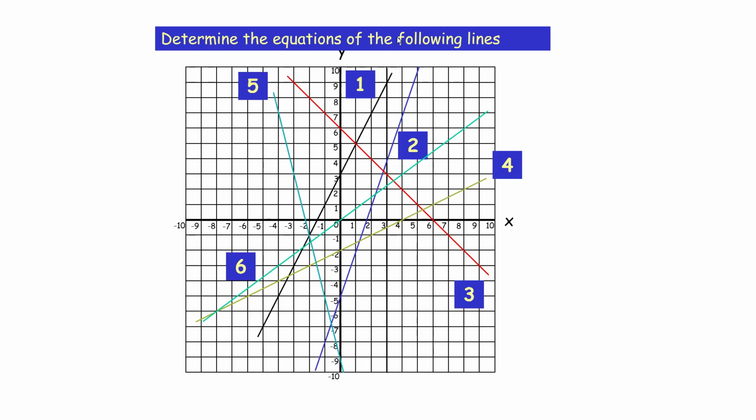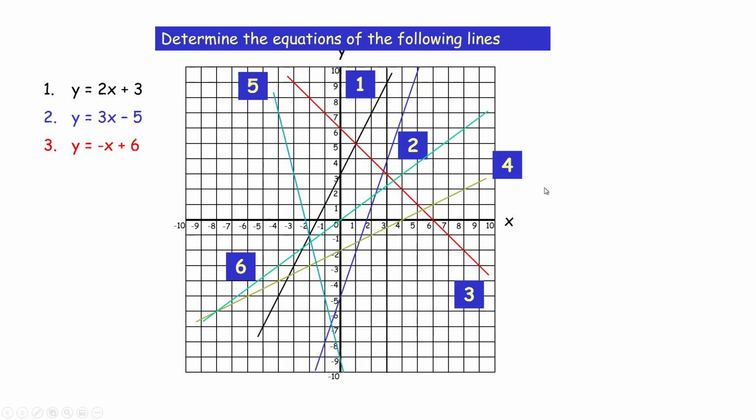Right, for 1, you should have y equals 2x plus 3. For equation 2, you should have y equals 3x minus 5. For equation 3, gradient, remember, is going the wrong way. So it's going to be a negative gradient, y equals minus x plus 6.